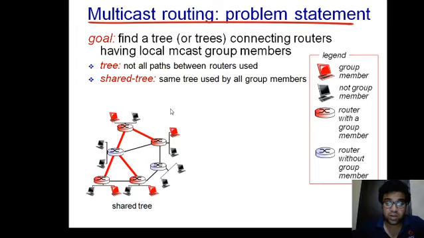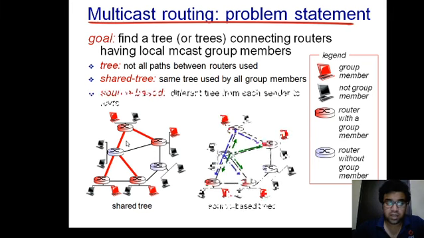First one is shared tree, the same tree used by all group members. A shared tree in a network is a tree which is used for all the group members present in that network. Let's suppose it is a shared tree, then this tree will be used by any of the group members, like this one, this one, this one. This tree can be used by anyone, and there will only be a single tree for multicasting.